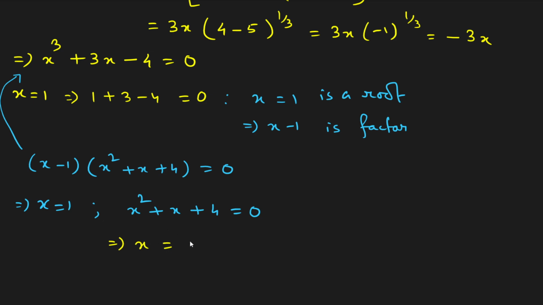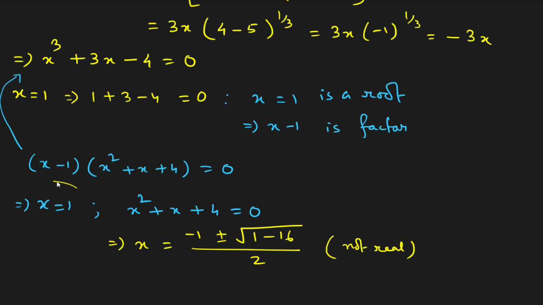We cannot factorize it. So what to do? We have to find the root by using this formula: minus b plus minus root over b square minus 4ac, divided by 2a. So inside the root you have a negative term, root over minus 15. So which is a complex number, not real. But here we are concerned with the rational number, which is a real number. So not real. So finally, what do we have? We have only one value, which is x equals 1.